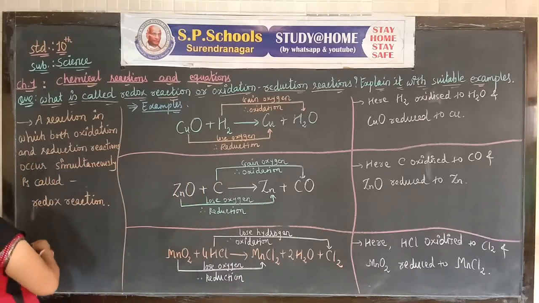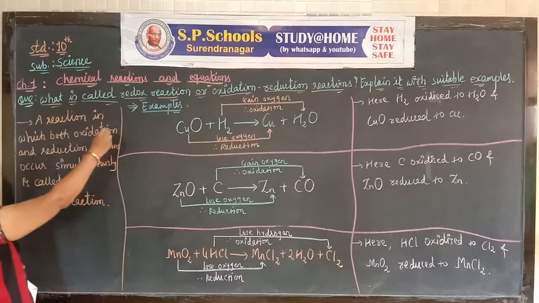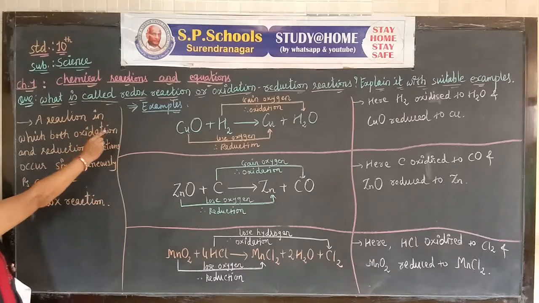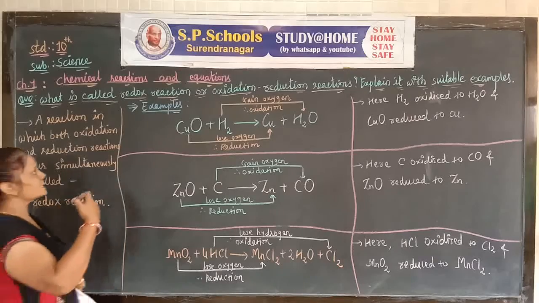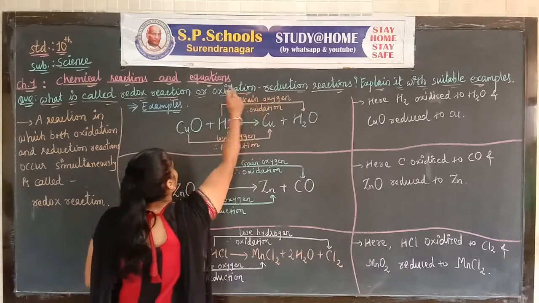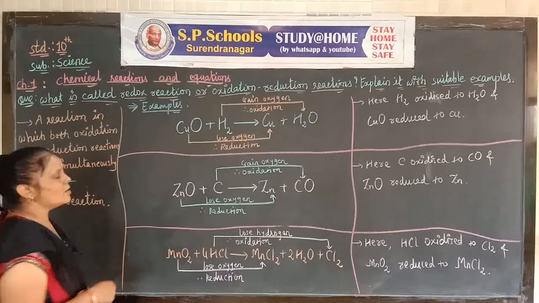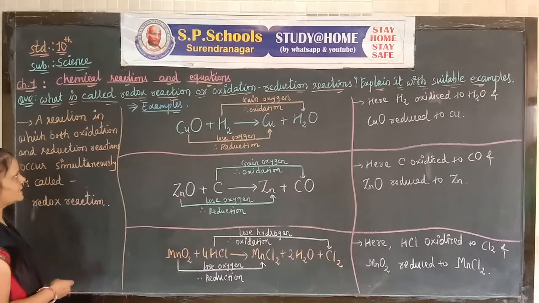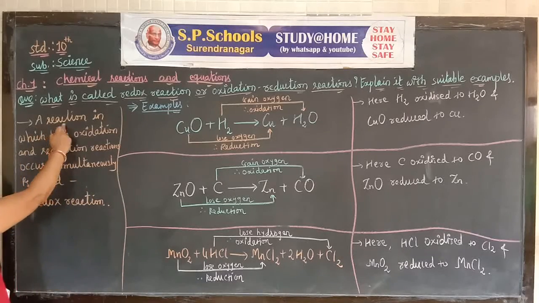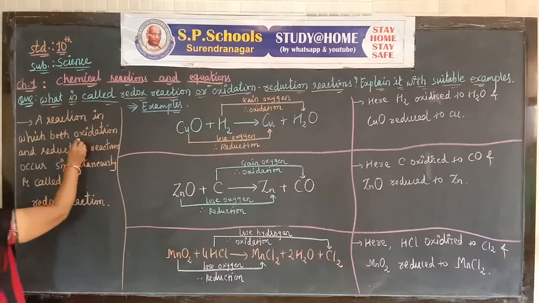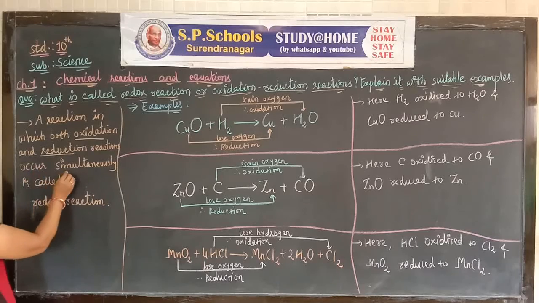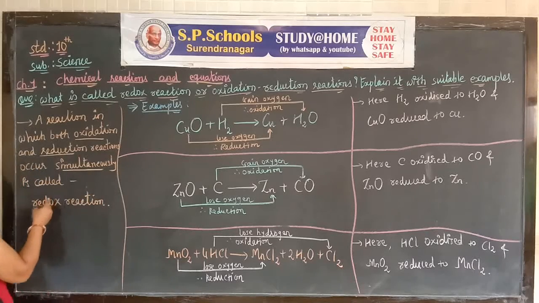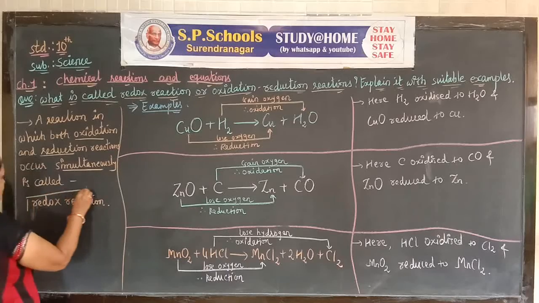Let's see what a redox reaction is. As we know, both reactions can combine together and make a redox reaction. A reaction in which both oxidation and reduction reactions occur simultaneously is called a redox reaction.